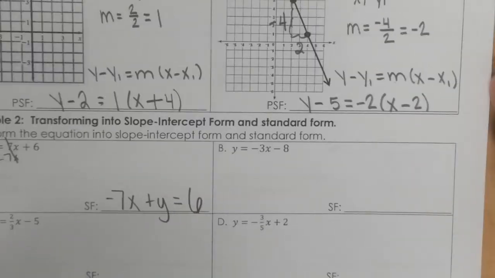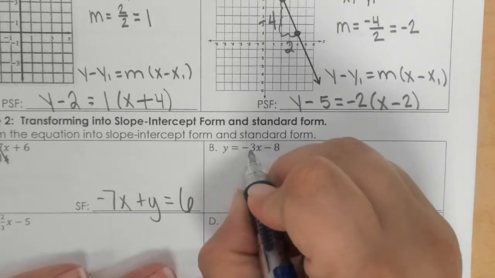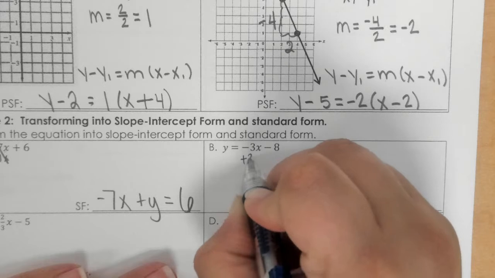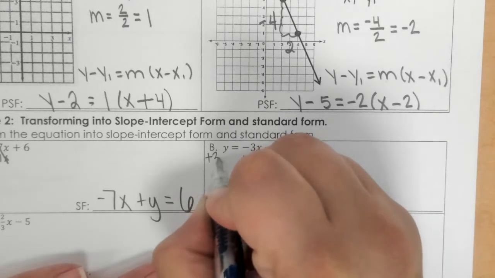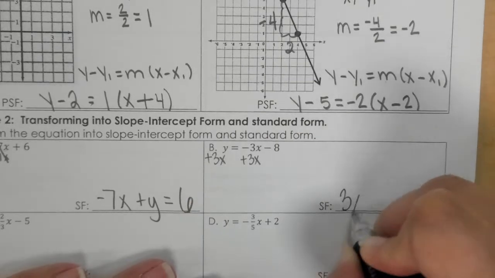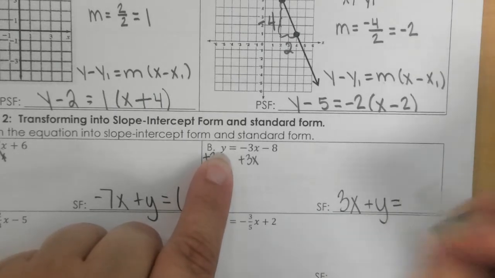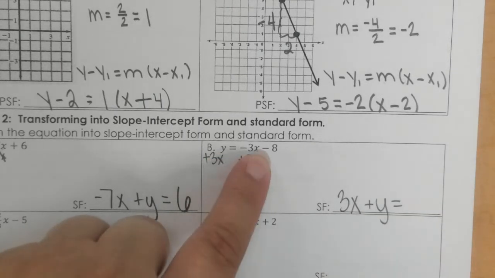Okay? So in part B, same idea. If I have a negative 3x, I'm going to bring it over here. I got to do the opposite. I got to add it. Alright, so I've got this positive 3x plus that positive y, and that equals a negative 8.